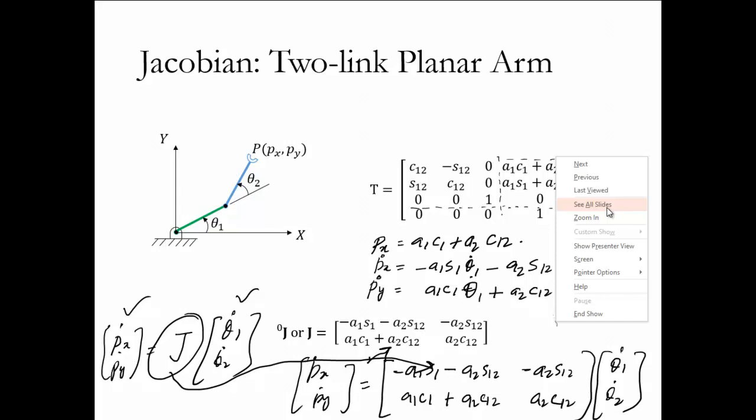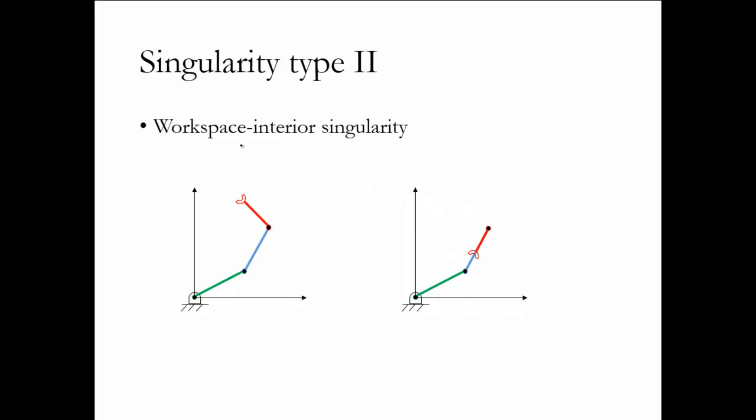Let me go to singularity type 2, where we have workspace interior singularities. Suppose we have a 3-link manipulator. There could be a case where two links come together or are in line. In this case also it becomes singular, but this is not the workspace boundary singularity, because it can further move inside by rotation of this link. It is possible to move inside, but because these two are aligned together, at this point the manipulator cannot achieve a velocity in this direction. So this is again a singularity, but it is inside, a workspace interior singularity.